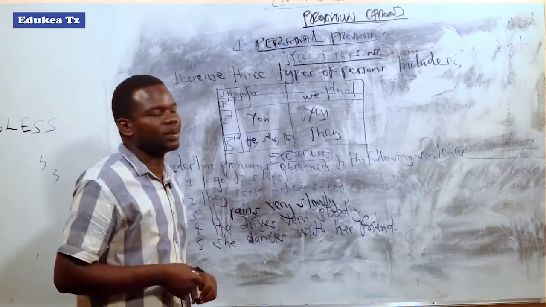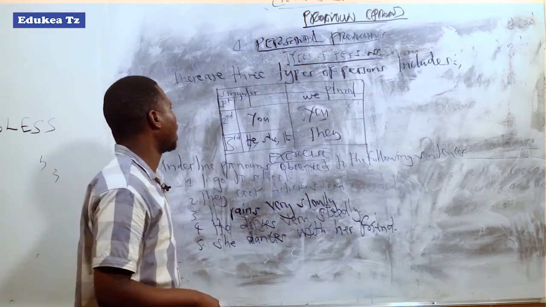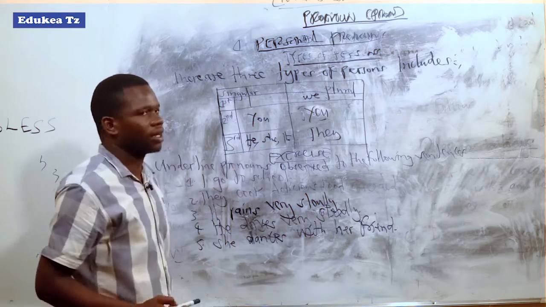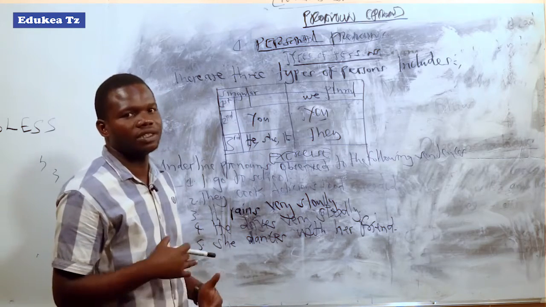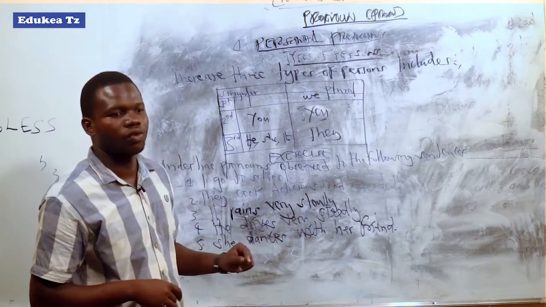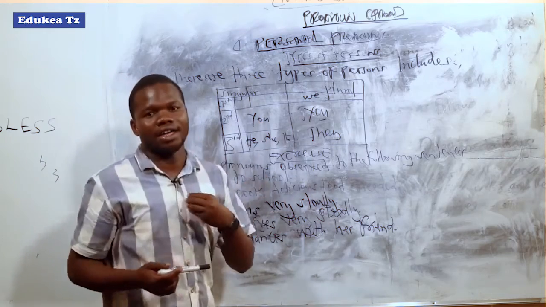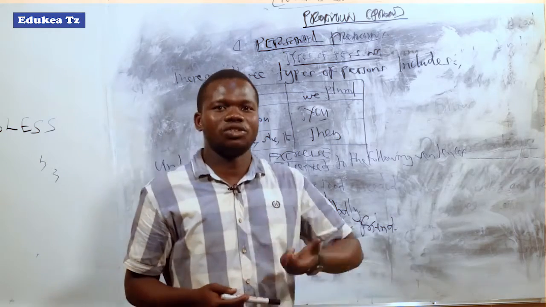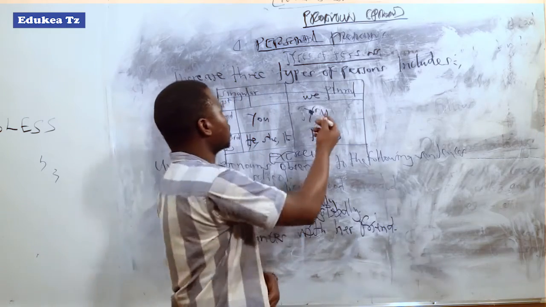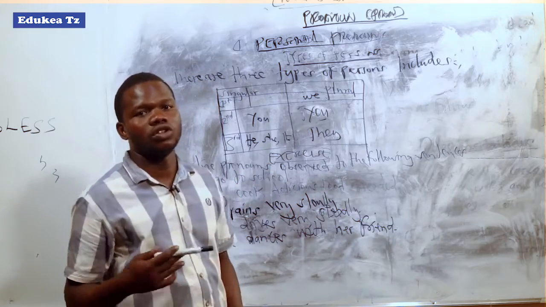So as I said, we have types of persons. There are 3 types of persons, which are first person, second person, and third person. And every type has got the singular form and the plural form. So in first person here we have I. Once you mention yourself, I. So the plural form of it is we. I go to school. We go to school.